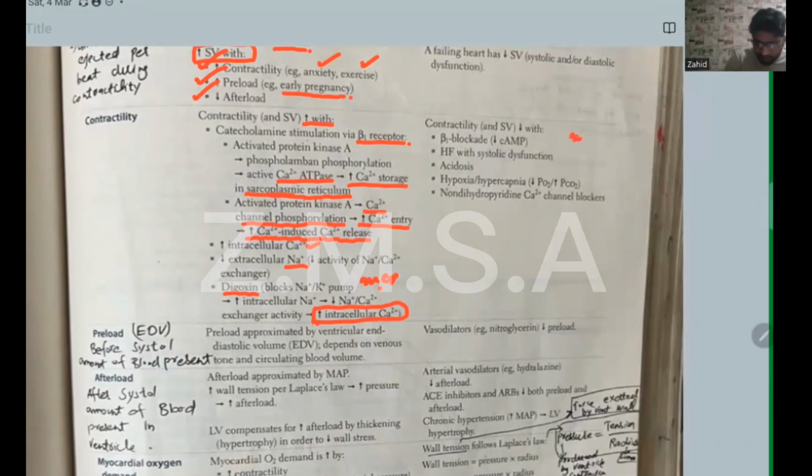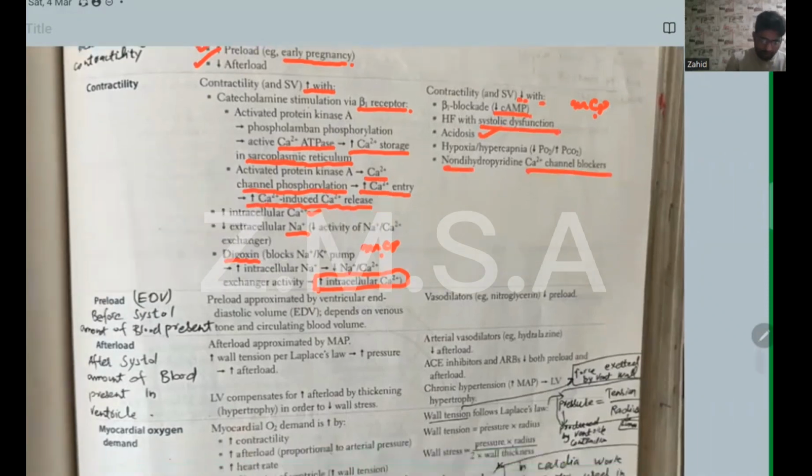This is also important. Contractility decreases with beta 1 blockers, decreased cyclic AMP, heart failure with systolic dysfunction, acidosis, hypoxia, hypercapnia, and non-dihydropyridine calcium channel blockers. Okay, this is for decreased contractility of the heart.